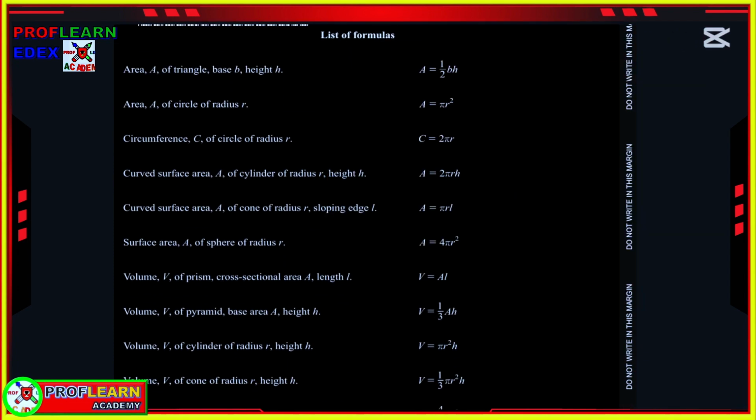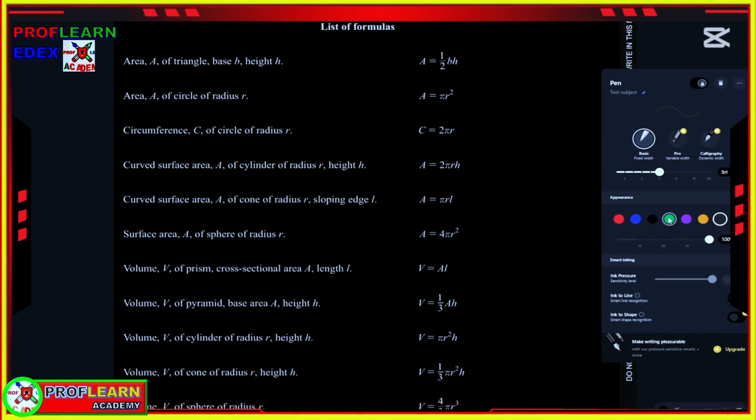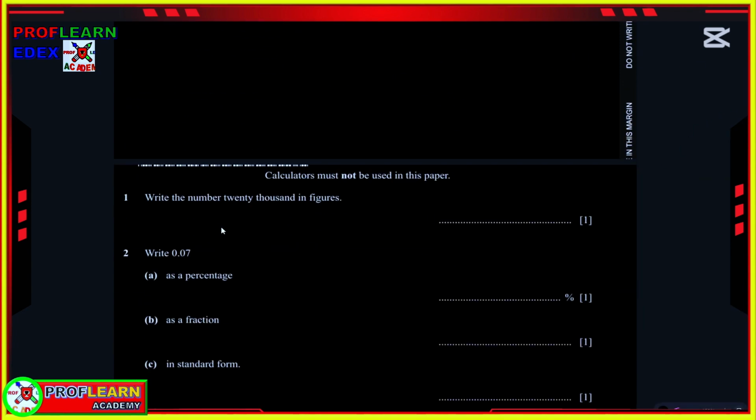the formulas that are provided: area of a triangle, area of a circle, circumference, curved surface area of a cylinder. All these formulas are provided here on the first page. And now I want us to move straight and see which kind of questions you really need to prepare. So basically, I'm not discussing how to work out this paper. I'm just discussing the kind of questions that can be asked in the Core paper.